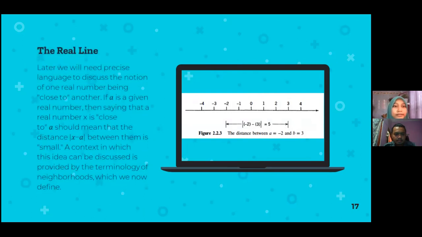Later, we will need precise language to discuss the notion of one real number being close to another. If a is a given real number, then saying that a real number x is close to a should mean that the distance between x and a is small. A context in which this idea can be discussed is provided by the terminology of neighborhoods, which we now define.